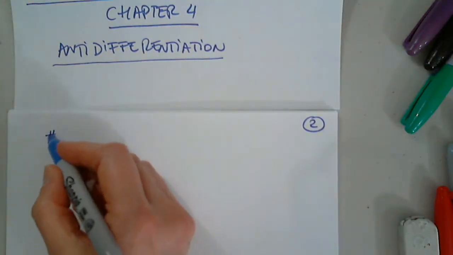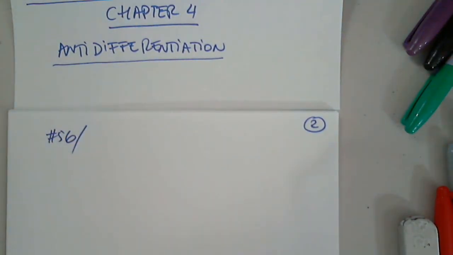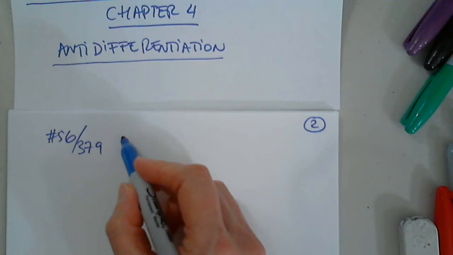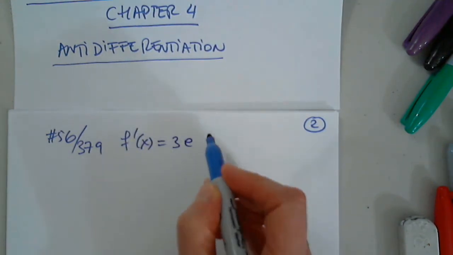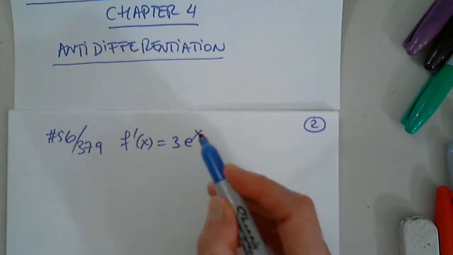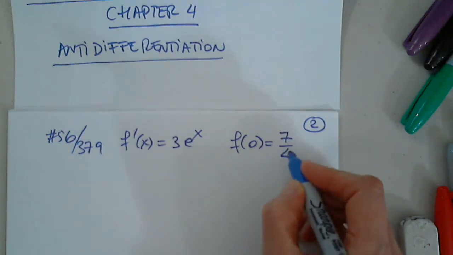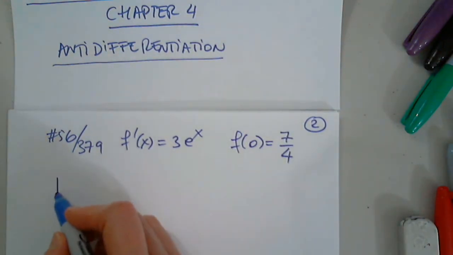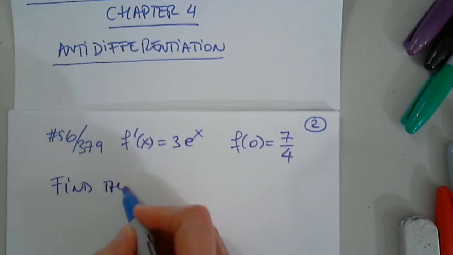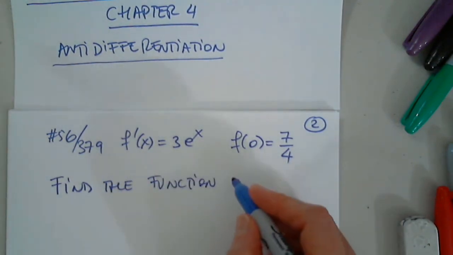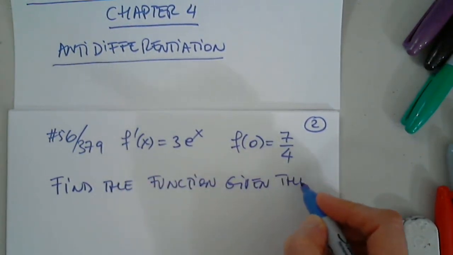I think it's a good idea to refresh our memory. So let's say I'm going to pick 56 before we continue. 56 is f prime, and this is on page 379. And we are given f prime of x equals 3e to x, and we are given that f of 0 equals 7/4. We're asked to find the function that fulfills the given conditions, given the above.